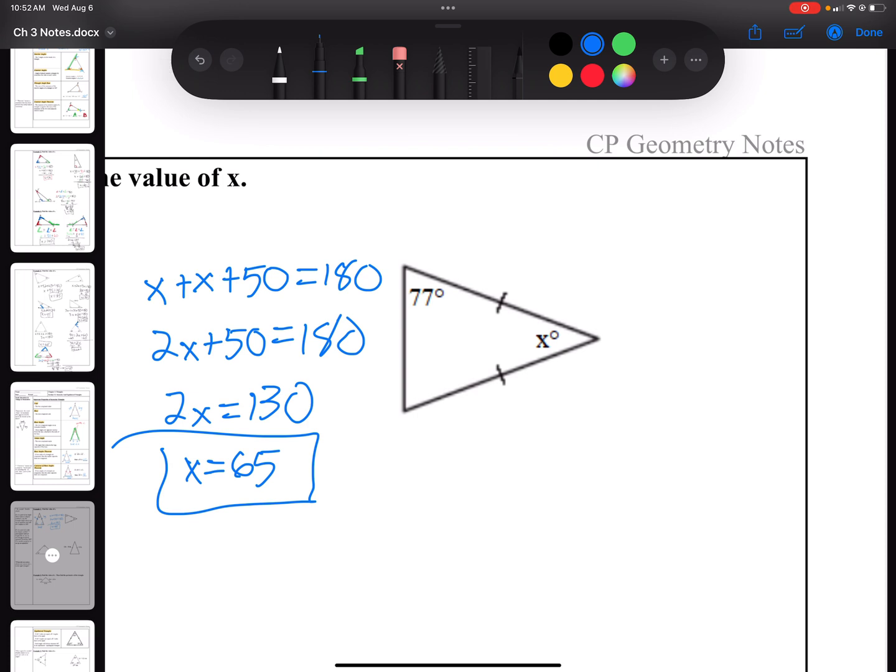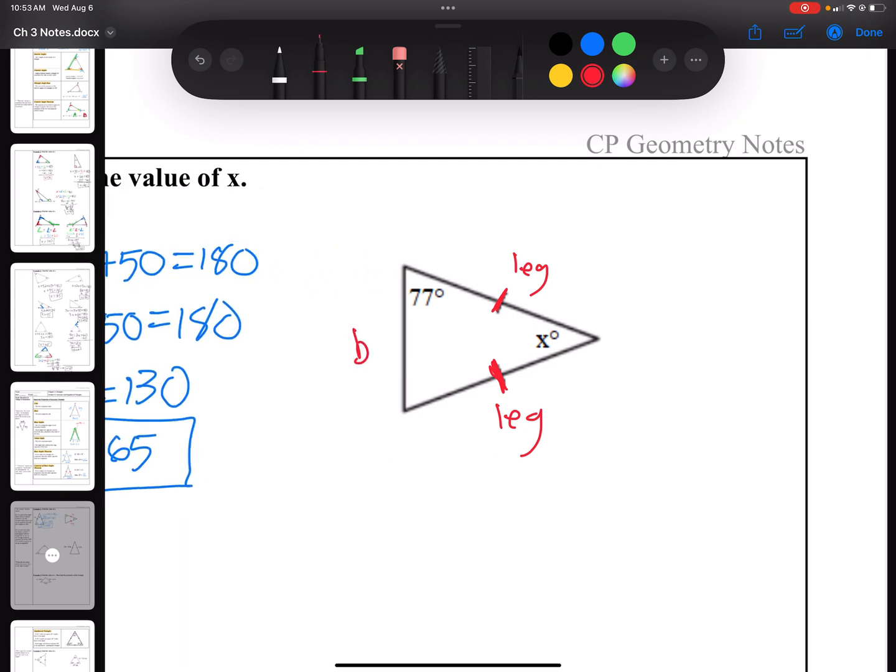You don't automatically want to call the missing angle X. While yes, I do notice that this is once again an isosceles triangle. These are the legs, meaning this missing side here, the non-congruent side, is the base. And remember, the base angles are equal. The angles at the end of the base, that one and that one, will be equal. So that means if that's 77, this one also has to be 77 degrees as well. Again, because it's isosceles, if the legs are equal, the base angles are equal.